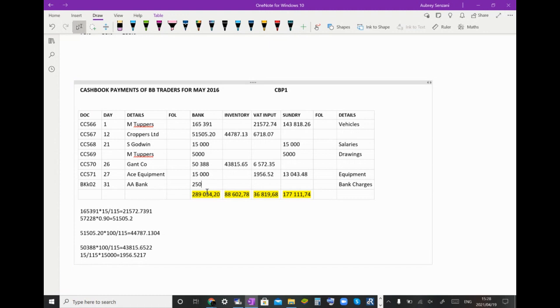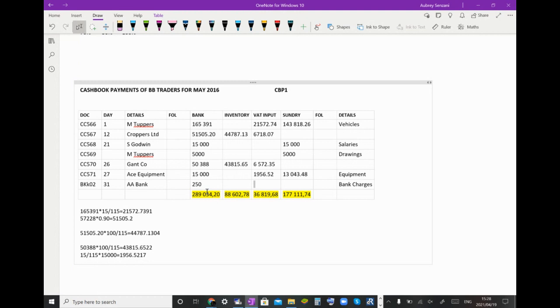Okay, I know interest is exempt. Bank charges is a different case altogether. Very, very important. It's very easy for us to think interest, so obviously it's standard rate.